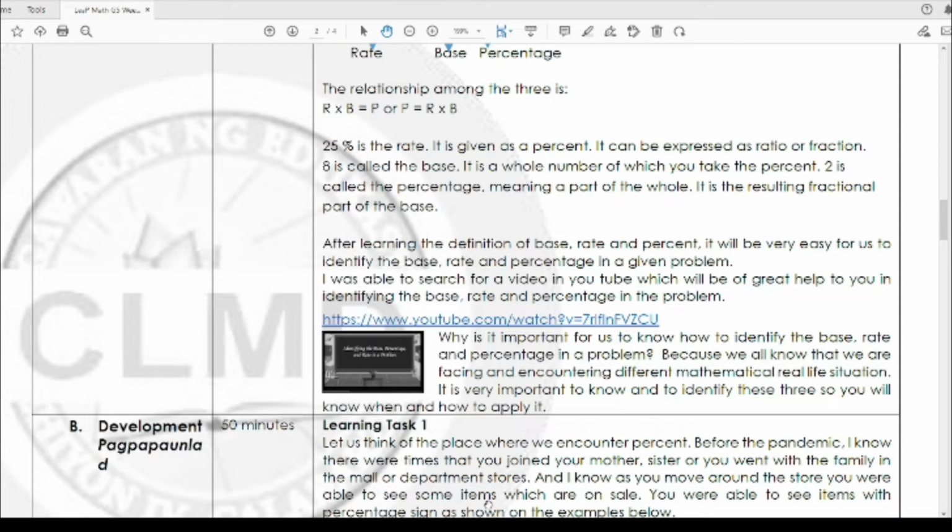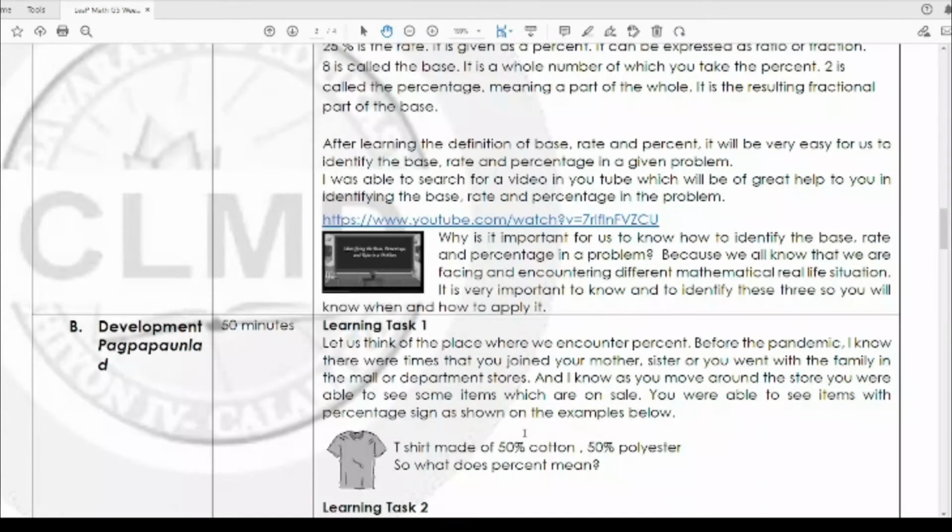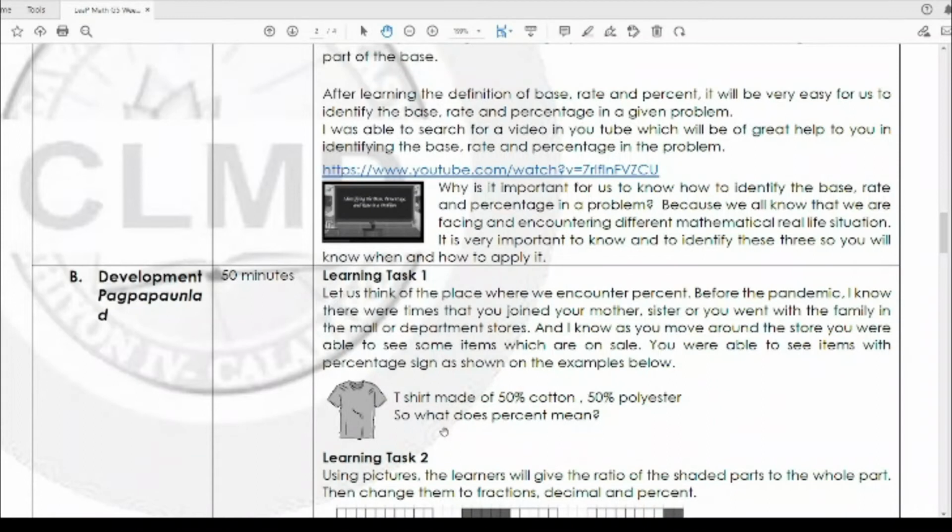So to start with our learning task number 1, let us analyze this problem. Let us think of the place where we encounter percent. So, where did you encounter this percent? Before the pandemic, I know there were times that you joined your mother, sister, or you went with the family in the mall or department stores.